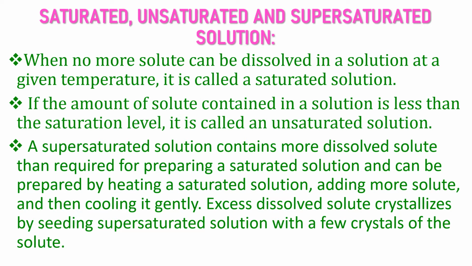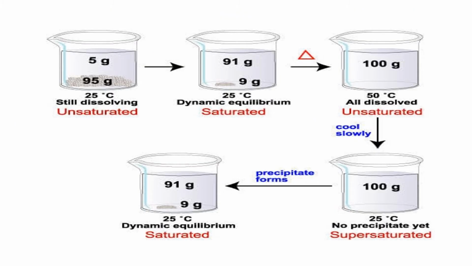So just see the picture over here. You will be able to understand the saturated, unsaturated and supersaturated solution. The first beaker is at 25 degrees Celsius. It is an unsaturated solution containing 95 gram solute and 5 gram solvent, water. After dissolving, we get a saturated solution at the same temperature, meaning only 9 gram solute will remain after dissolving.